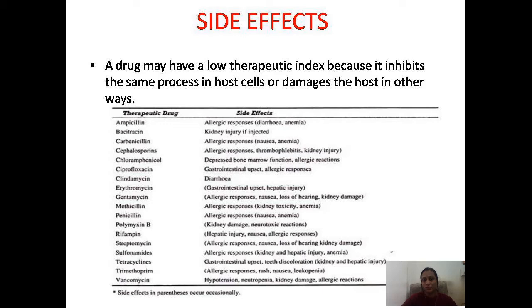A few of the side effects are presented here in the PPT. Ampicillin has some allergic responses, bacitracin causes kidney injury. One classical example is the common crocin, which is not an antibiotic, but if we take a lot of it for a longer time or in higher doses, it is known to affect the kidney. Similarly, other drugs used as antibiotics, if taken above the recommended dose, may have some side effects. So these are the side effects of a few drugs stated in this tabular form.